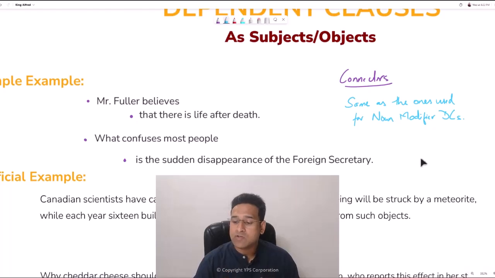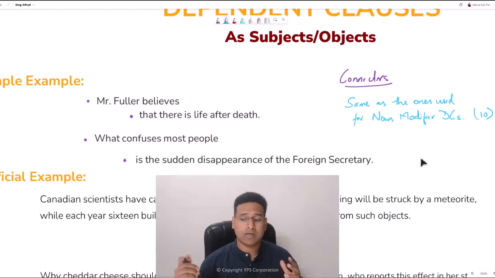Same as the ones used for noun modifier DCs. Remember those magical 10? I'm going to write this here. Those magical 10. Come on, repeat after me. Who, whom, whose, which, what, that, when, where, why, how. Say this 5 more times and I promise you're never going to forget them again, right? Just as you never forgot the fanboys, just remember these the same way, make a mnemonic out of it if you can, right?